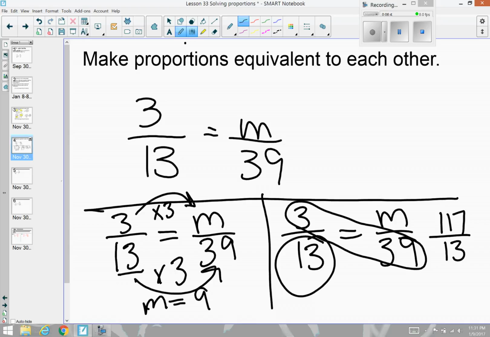Now, if it works, our answer will be the exact same as our other one. So let's divide 117 by 13. And when we do so, we find that m is equal to 9. Yay, it worked. Excellent. All right, let's try another problem.